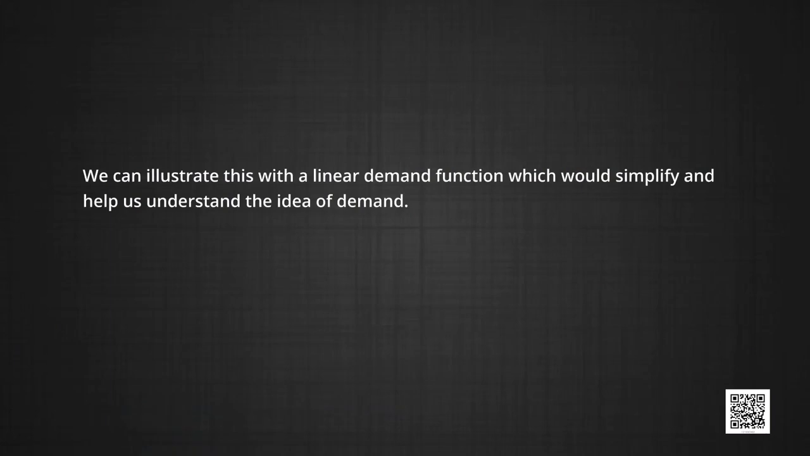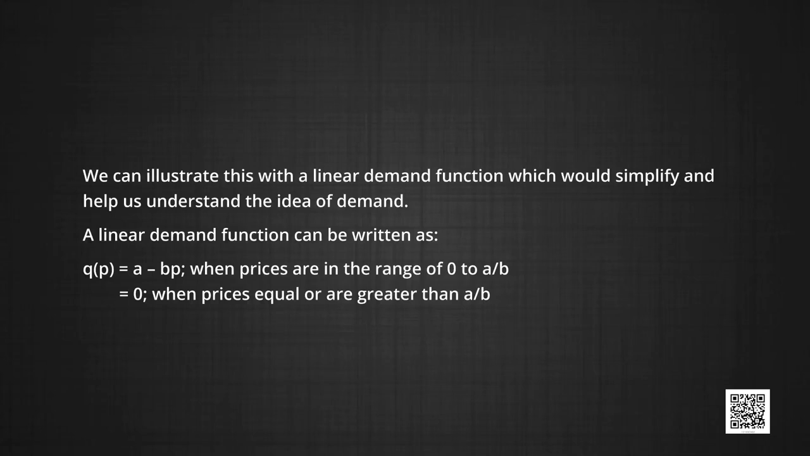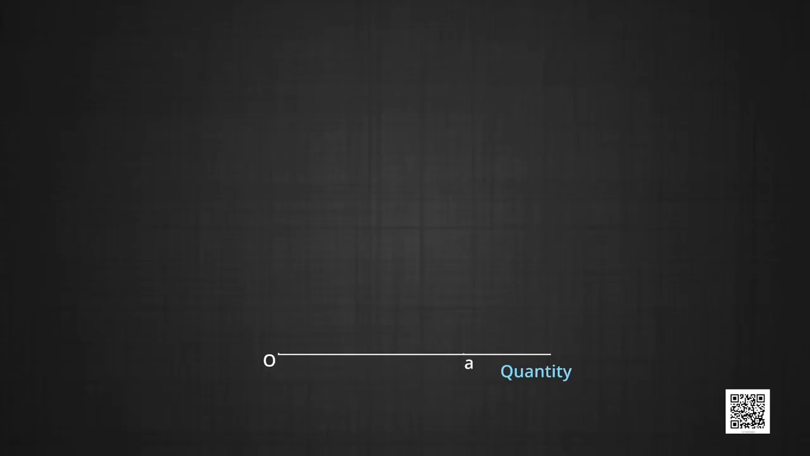The law of demand states that usually a consumer's demand for a good is inversely related to the price of the good. We can illustrate this with a linear demand function, which would simplify and help us understand the idea of demand. A linear demand function can be written as Q(P) equals A minus BP when prices are in the range of 0 to A divided by B, and equals 0 when prices are equal to or greater than A divided by B. Here, Q(P) denotes demand of a commodity as a function of the price of the commodity. You will recognize the first part of this function as the equation for a straight line. On the x-axis, we have the quantity demanded of the good, and on the y-axis, we have the price of the good. Our x-intercept here is A, while A divided by B is our y-intercept.